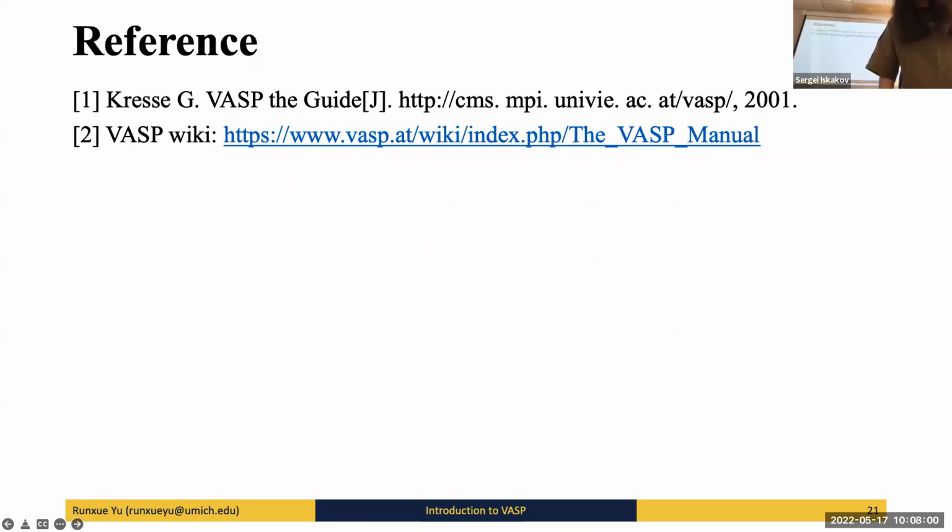And the most important reference for VASP is the VASP guide I have mentioned as the manual during my talk. And another one is the VASP wiki. They have the wiki online, and you can check. There were also many examples there, and you can check for that. All right. Thanks.